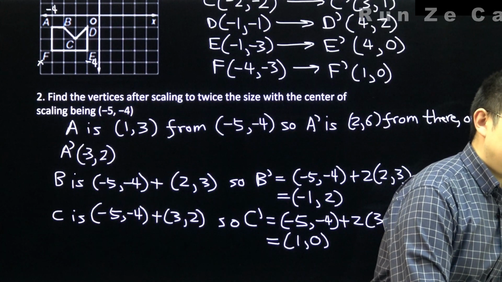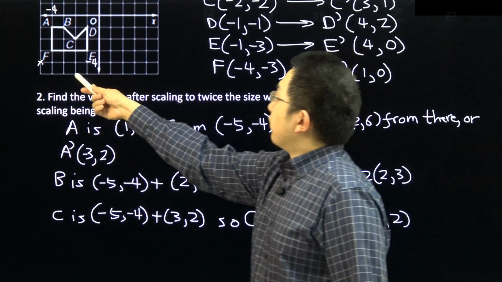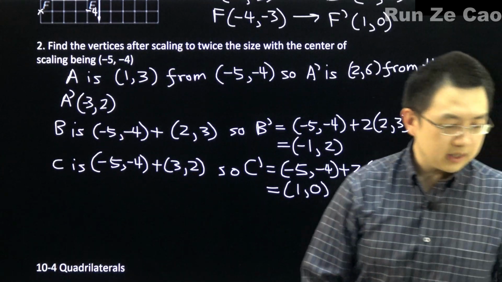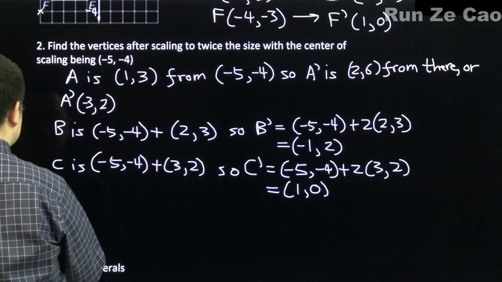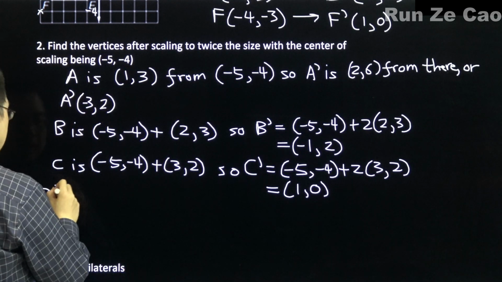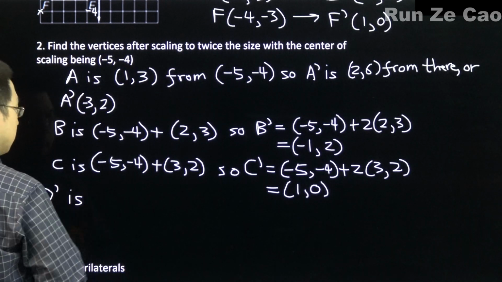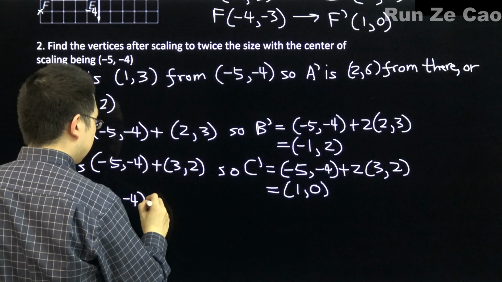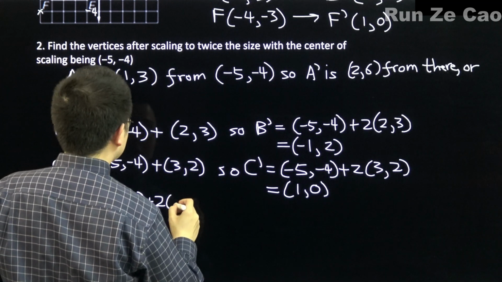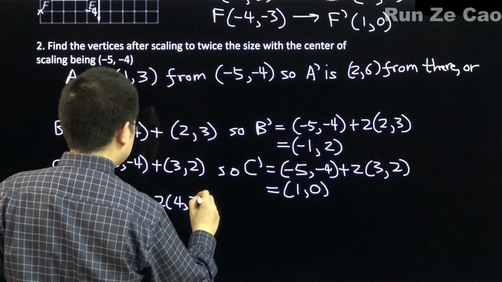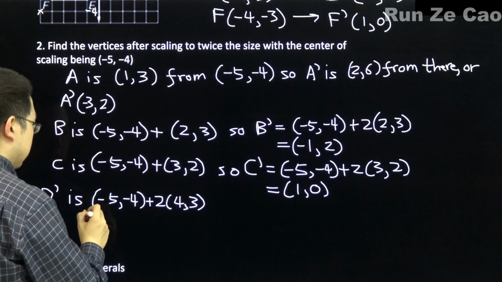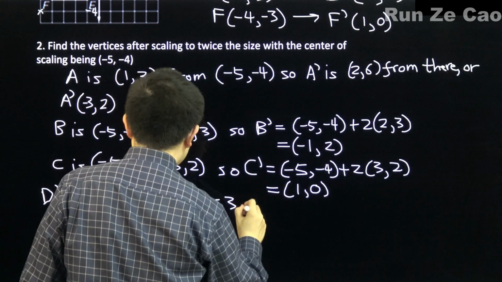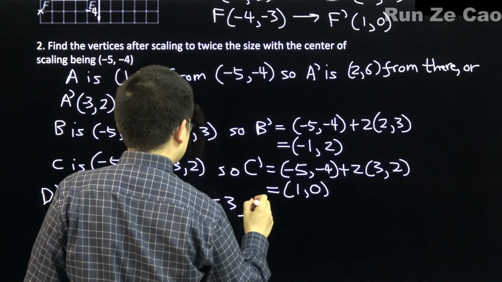Yeah, D, that's 4 grids over and 3 grids up. So twice as much. D prime is going to be -5, -4 plus twice of 4 grids over and 3 grids up. So, which is equal to -5 plus 8 is 3, -4 plus 6 is 2.